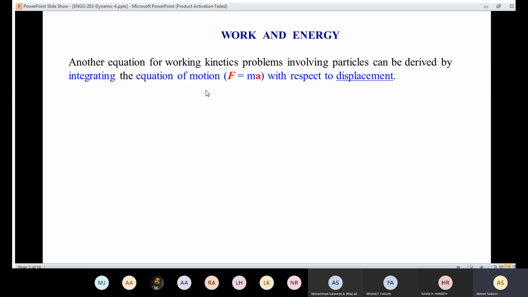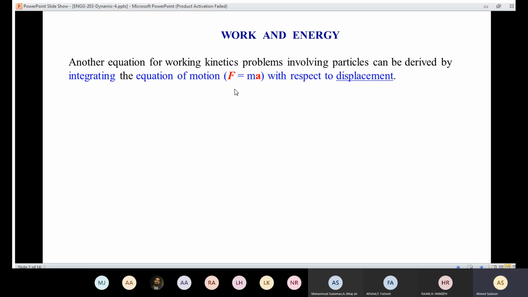Today we would like to develop another equation to help us determine the velocity, the displacement, and the forces. We know that the equation of motion relates the forces and the acceleration. And in order to determine the velocity and the displacement, we need to use the kinematic equation. Now we need to develop a new equation that can relate the forces with their velocities and their positions.